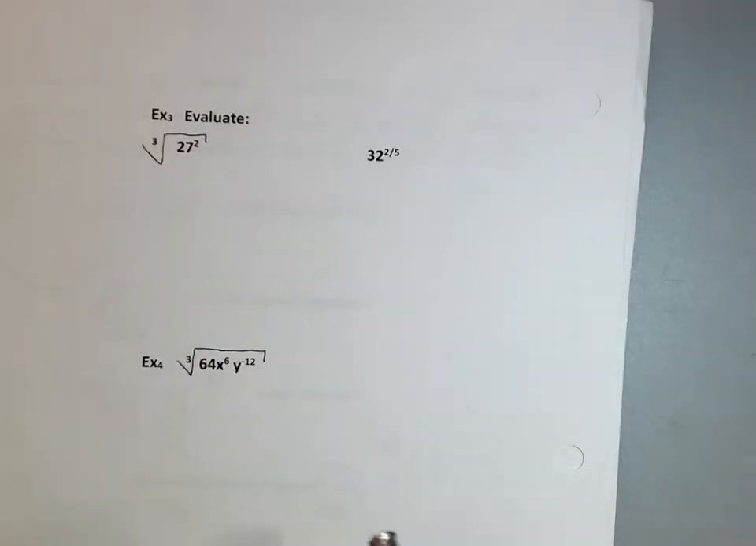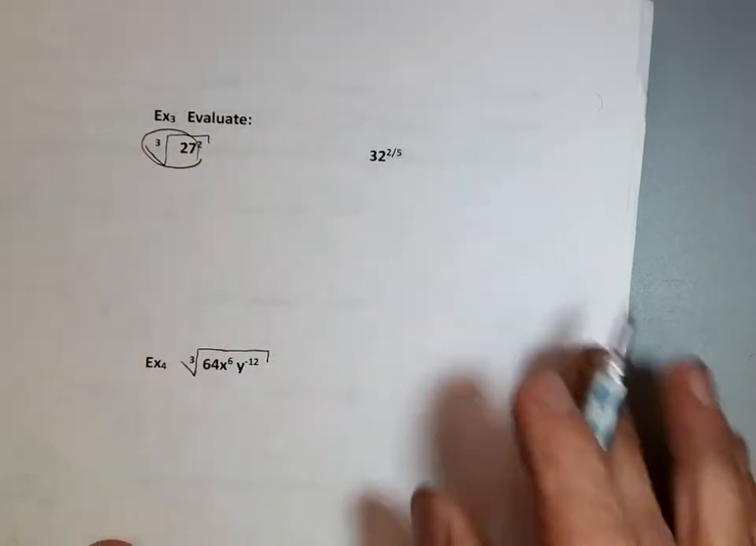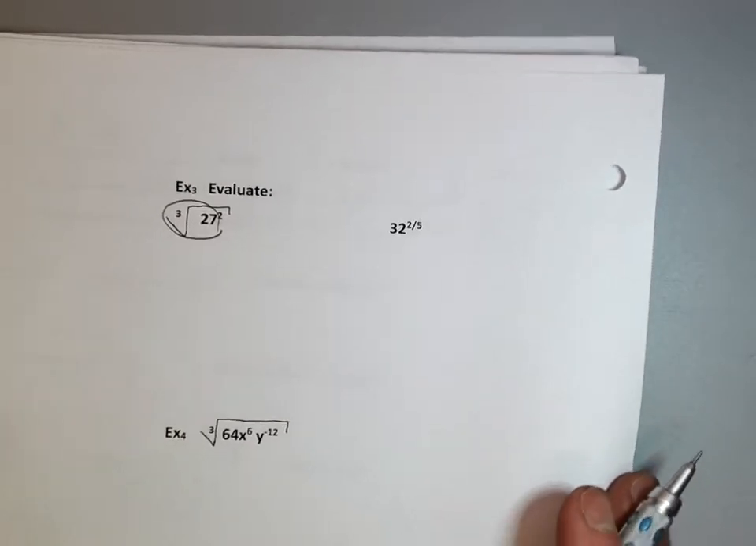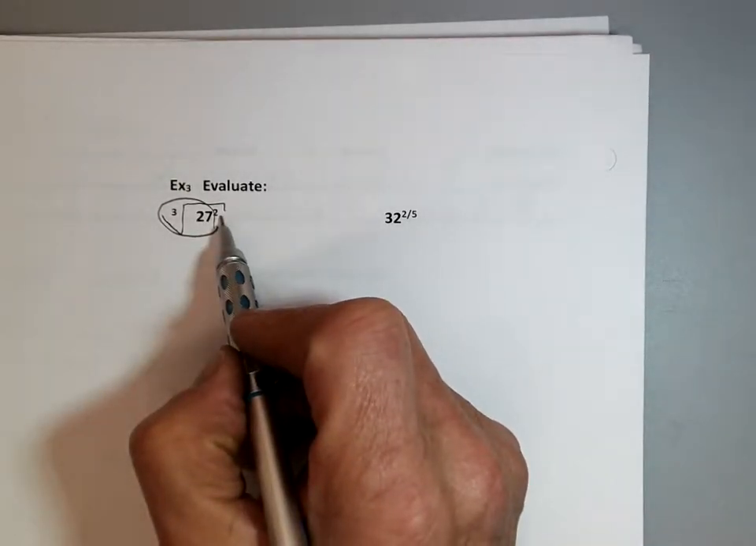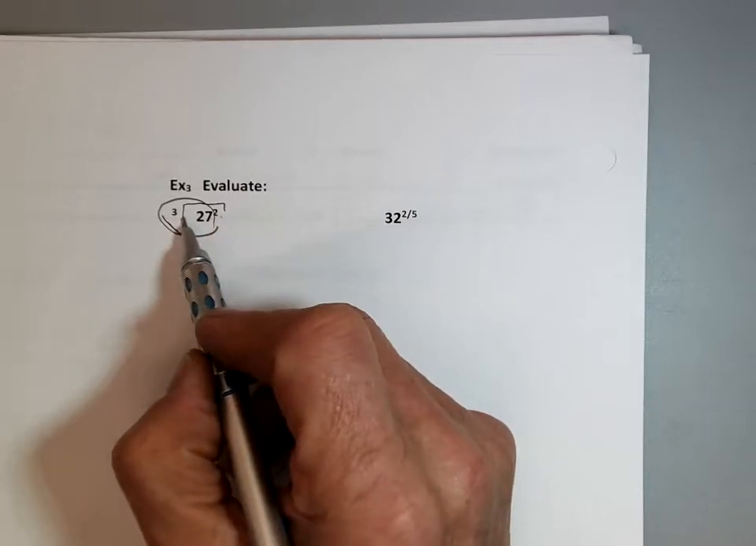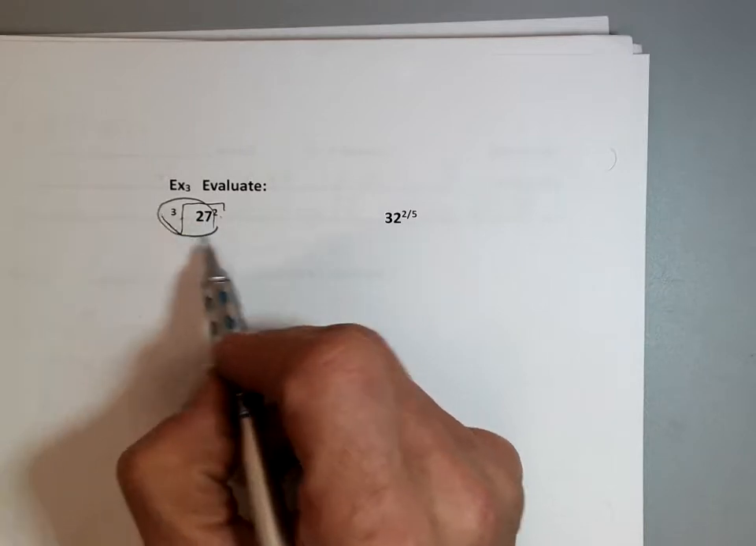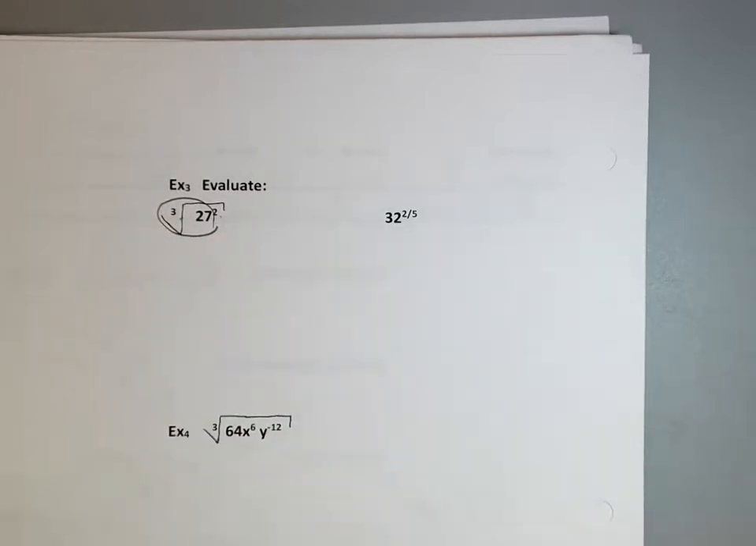All right, now, this is evaluate. So, first of all, there's two things you can do, but I want you to take my advice, okay? You could either square 27 first, which is a really big number, right? And then cube root it, or why don't we cube root 27 first? So cube root, okay? So what times what times what makes 27? 3. Okay, let's write them down.